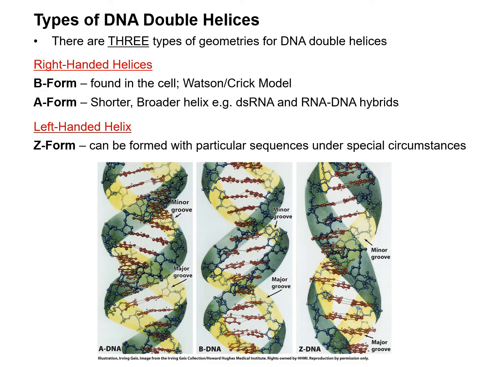And we talked about the different types of DNA double helices. There are three major forms. The B-DNA is the widely observed form that can be seen under normal conditions within the cell, and it follows the Watson and Crick model, as opposed to the A form, which is shorter and broader, but happens more often in double-stranded RNA or RNA-DNA hybrids. And the Z form has opposite handedness, and it happens only under special circumstances.